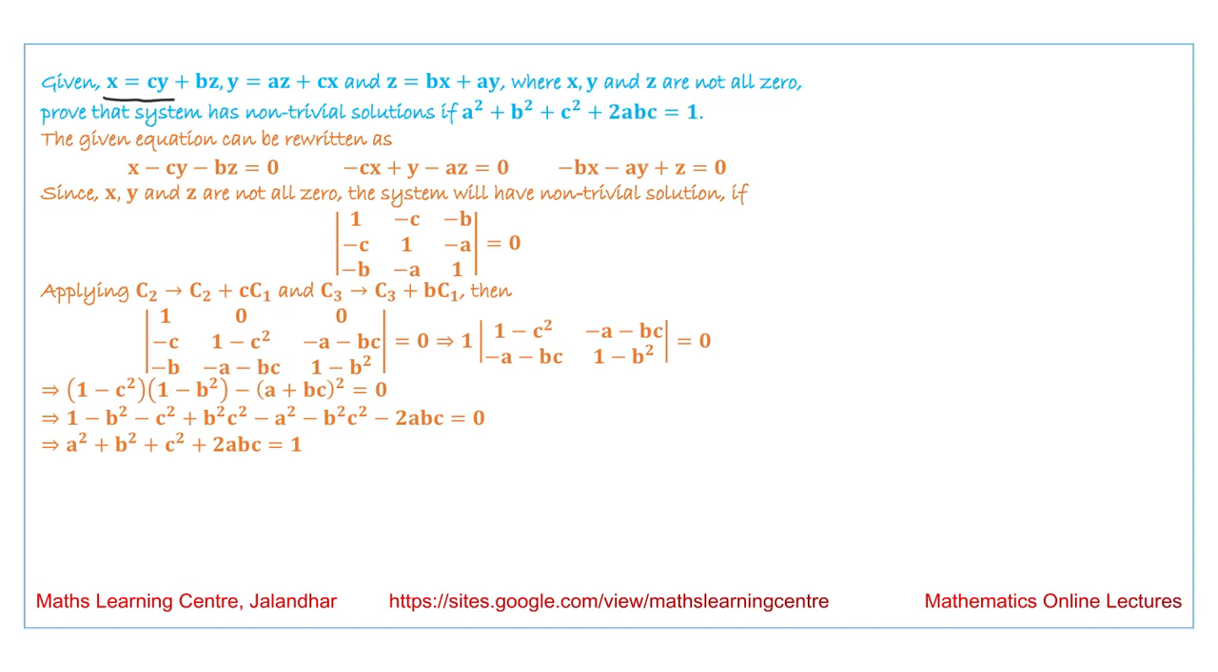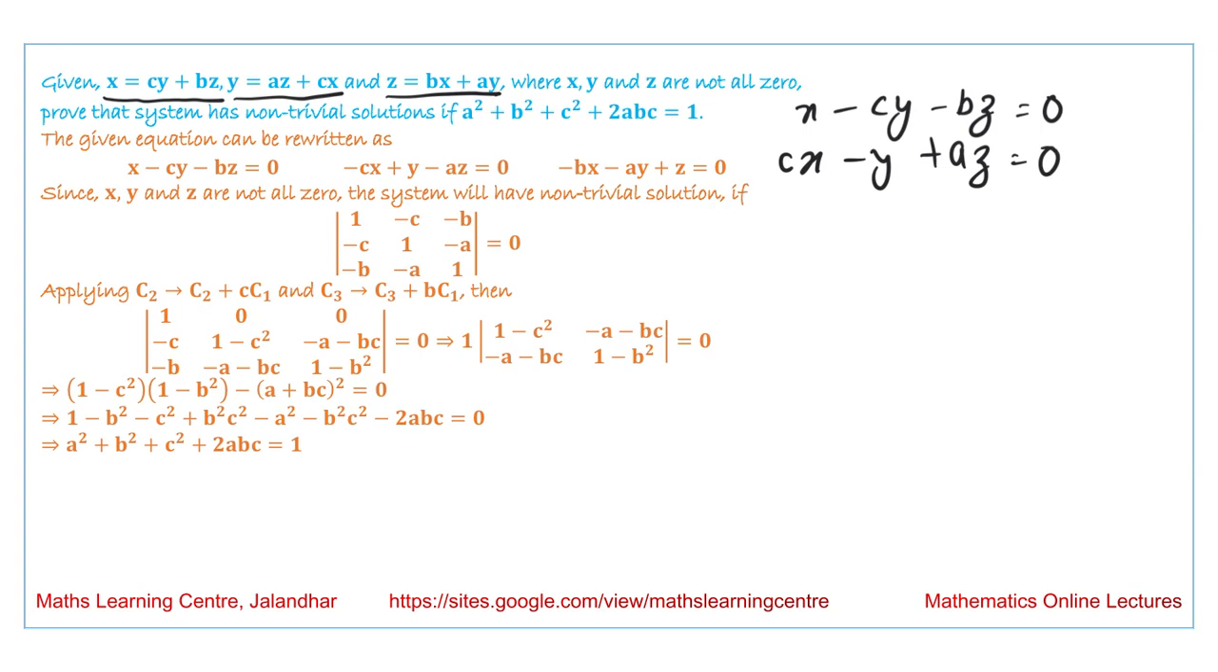Next, we are given the system of equations in this form. The first equation is x is equal to this, y is equal to this, and z is equal to this. We can write these equations as x minus cy minus bz is equal to 0. Then it is cx minus y plus az is equal to 0. And the last equation, in place of ay we should write, is bx plus ay minus z is equal to 0. Where x, y, z are not all 0, then prove that the system has a non-trivial solution if this value is equal to 1.